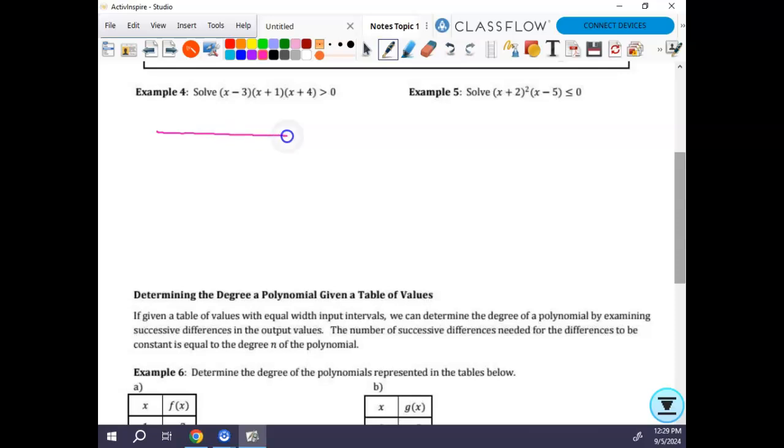Your sign chart's really just a number line, and your number line really just represents the x-axis. We don't care about the y-axis right now. Just like you know how a number line works, make sure your numbers go from least to greatest. That's very important. So here's our number line for our sign chart.